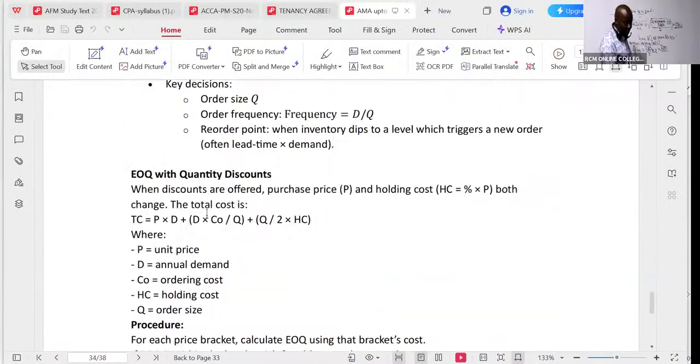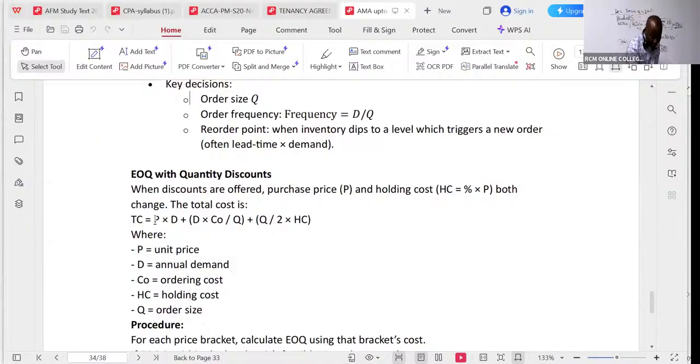Now, ladies and gentlemen, with your permission, I will go to what we call EOQ with quantity discounts. We are told here that when quantity discounts are offered, the purchase price and holding cost will both always change, remember holding cost is a percentage of price. And the total cost, of course, will remain the one that I showed you.